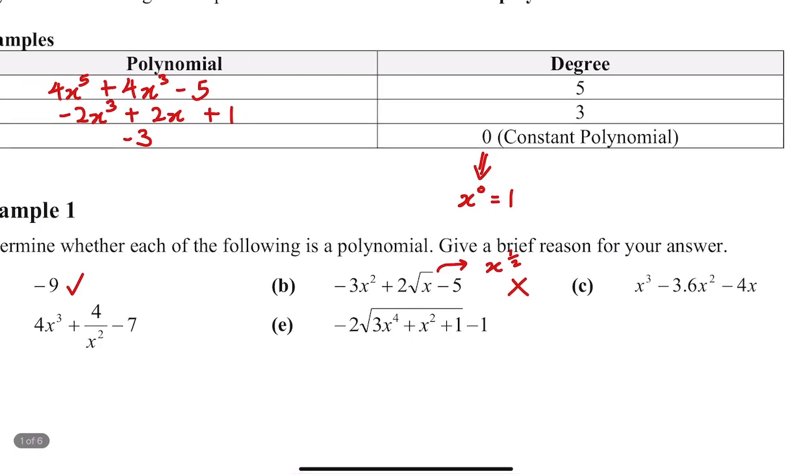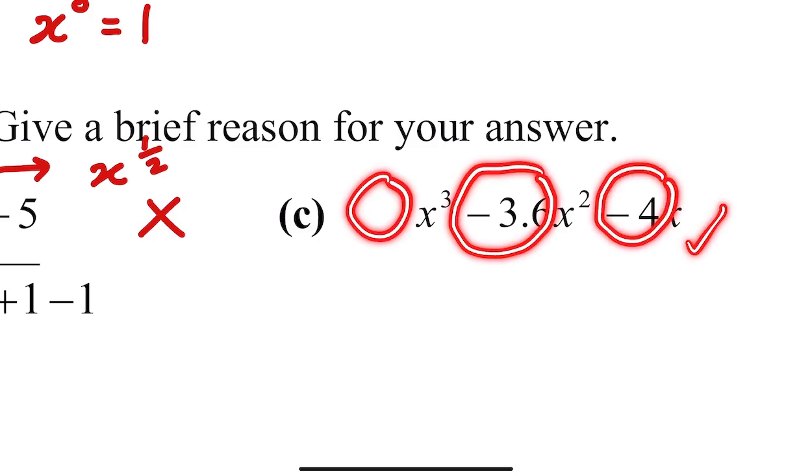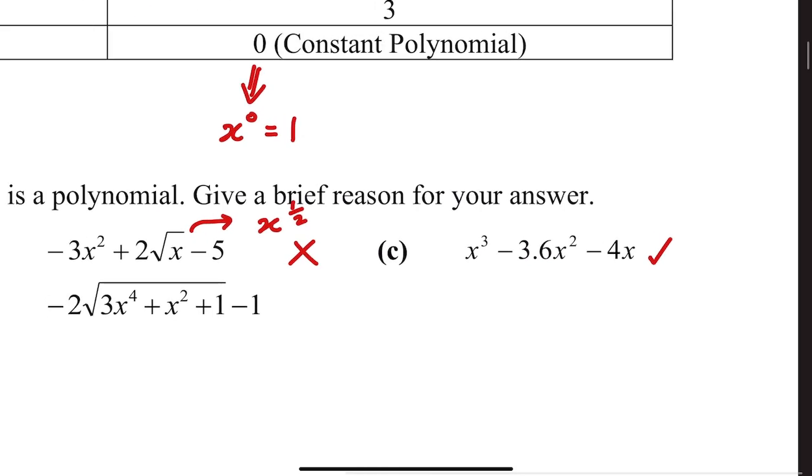Let's look at part C. I look at this expression here. I note that all the powers are non-negative integers. This is a 1. Then the coefficients here can be any number. It can also be a non-integer. It can be a decimal. These are considered polynomials. So therefore, C is a polynomial.